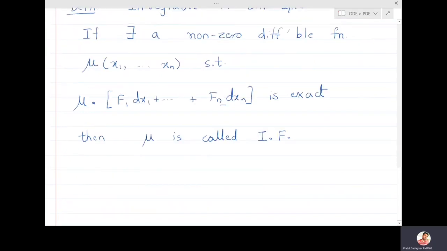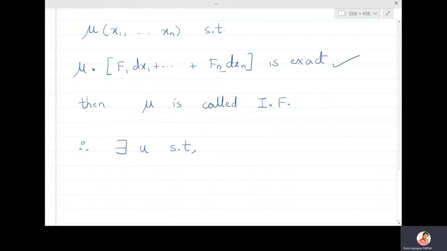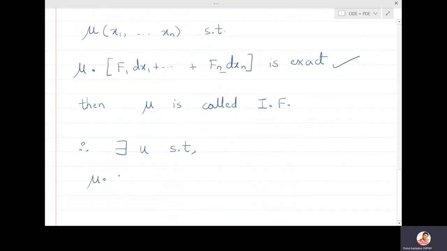Okay, and therefore what will happen, since it is exact, there exists a function u such that the new exact Pfaffian differential equation, mu into f1 dx1 plus ..., can be written as d of u. Please take care, this mu is an integrating factor, and this u is the function that is going to make it exact.